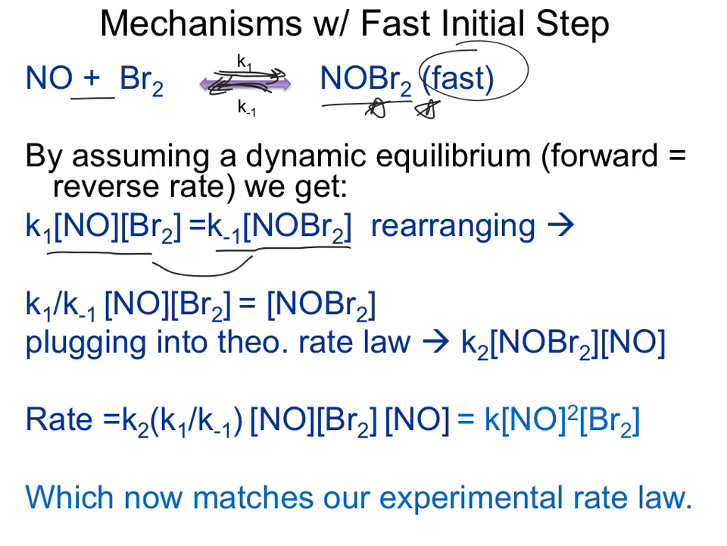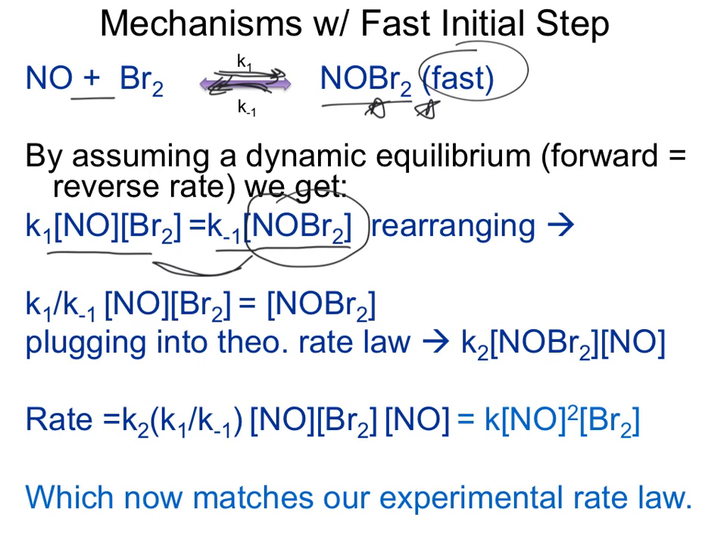So we relate the two rate laws of the forward and reverse reactions and obtain this. Okay, we then take this equality that we see here and solve for NOBr2. Okay, so notice what I've done is I've divided out the rate constant on this side over here. Okay, so NOBr2 is equal to k1 over k minus 1 times NO times Br2. Okay, so we now have a relationship between this intermediate and our reactants.